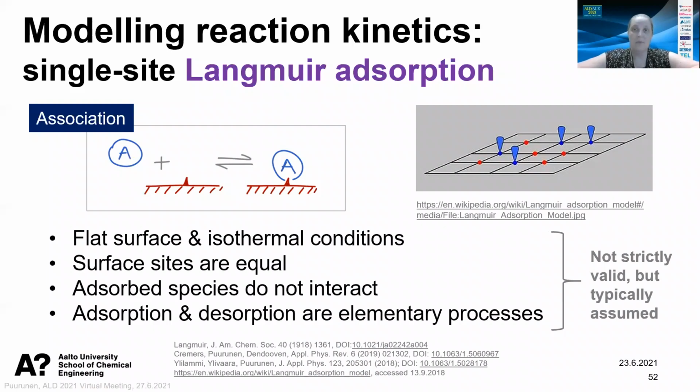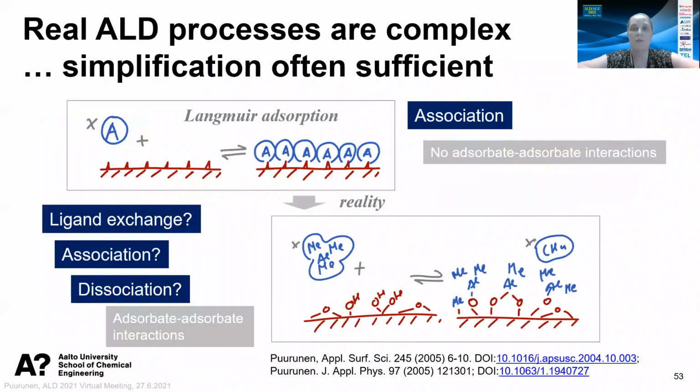Many of these assumptions are actually not fully valid, but they are typically assumed, not only in ALD, but also in CVD and catalysis. Real ALD processes are complex, but still it's often sufficient to use this simplification. So here's the simple Langmuir adsorption. Here is a real case. You might have ligand exchange, association, dissociation, also adsorbate interactions. So not so simple, but still modeled in the simple way.